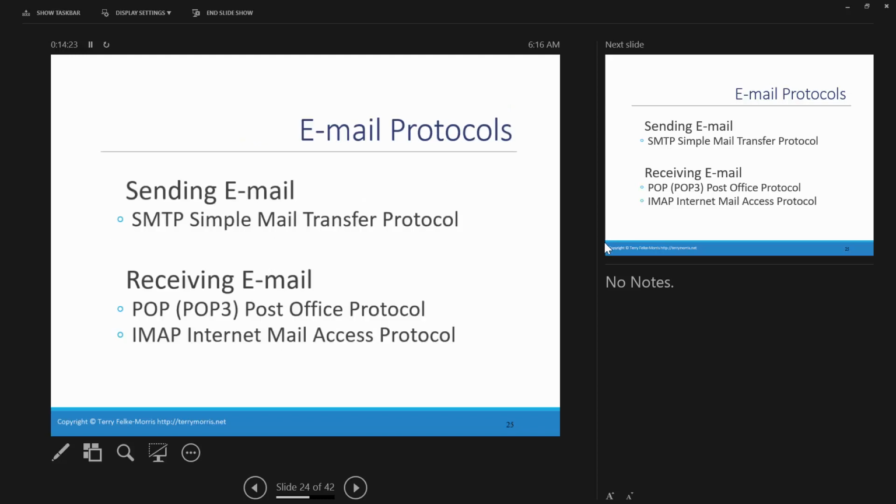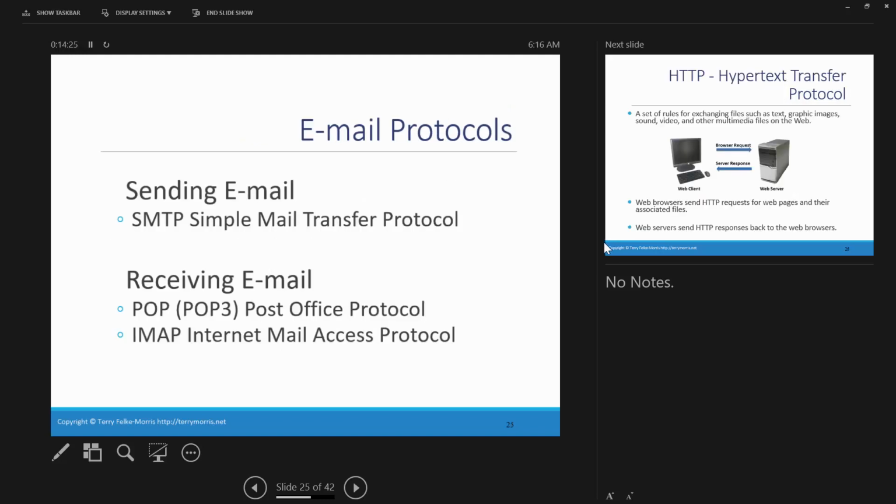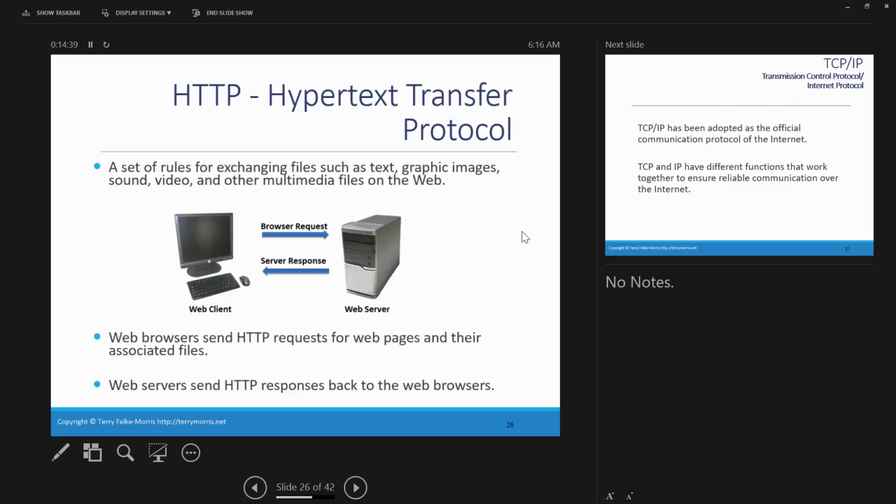There are different email protocols. There's SMTP, the Simple Mail Transfer Protocol. There's POP3, the Post Office Protocol. There's IMAP. Notice that SMTP is for sending email. POP3 and IMAP are for receiving email.